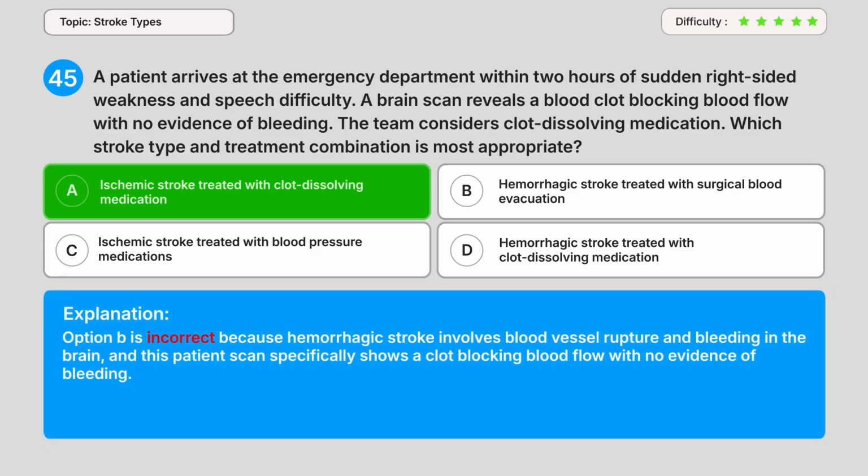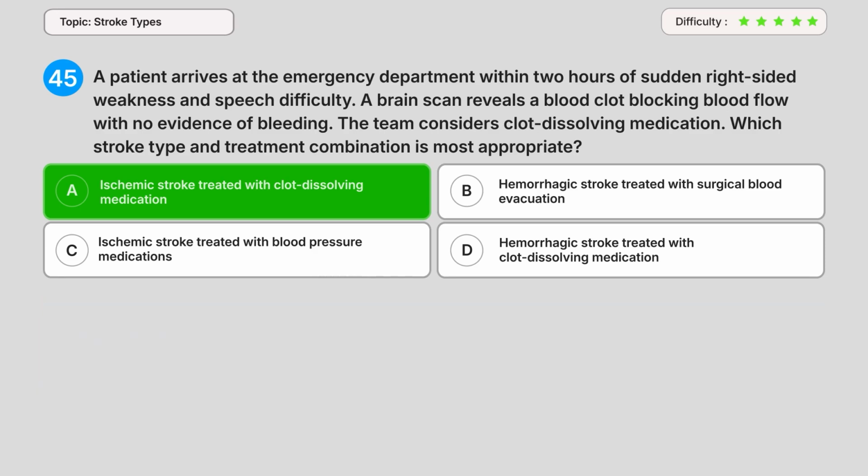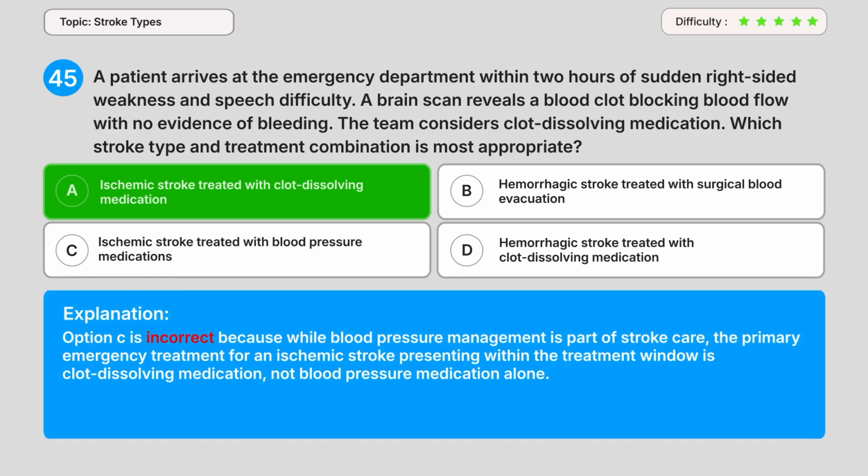Option B is incorrect because hemorrhagic stroke involves blood vessel rupture and bleeding in the brain, and this patient's scan specifically shows a clot blocking blood flow with no evidence of bleeding. Option C is incorrect because while blood pressure management is part of stroke care, the primary emergency treatment for an ischemic stroke presenting within the treatment window is clot-dissolving medication, not blood pressure medication alone.